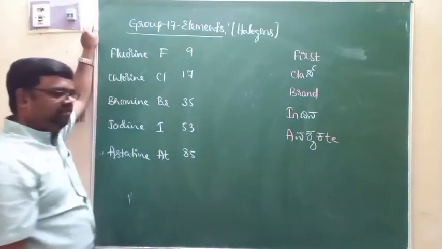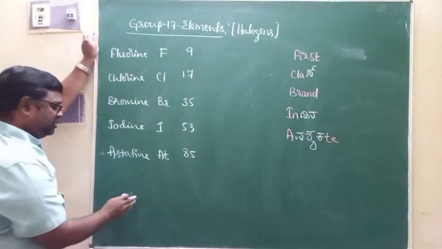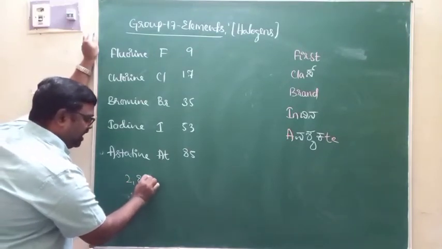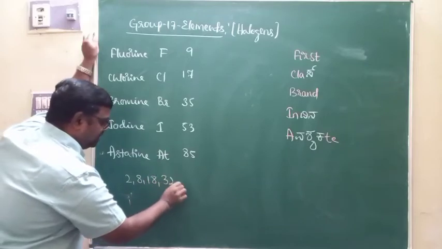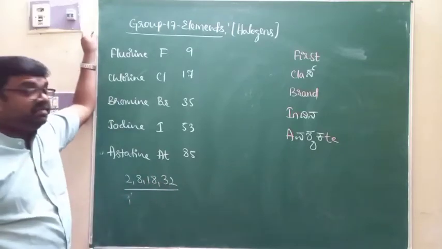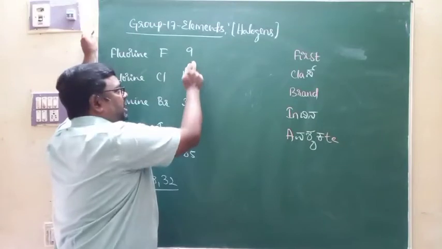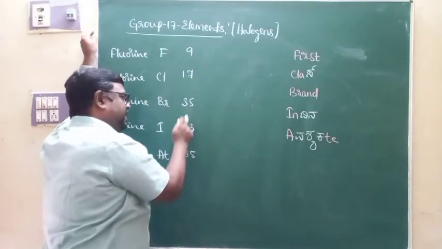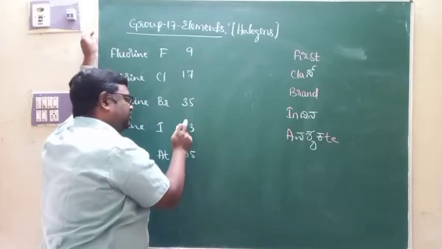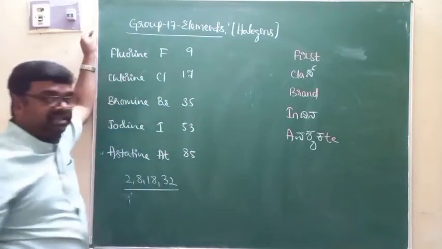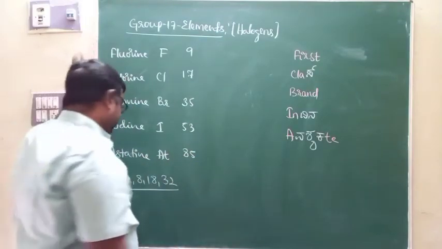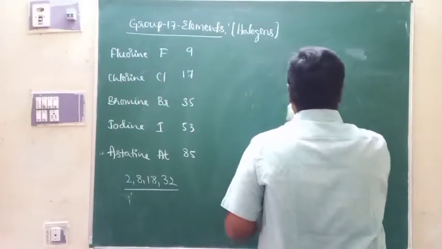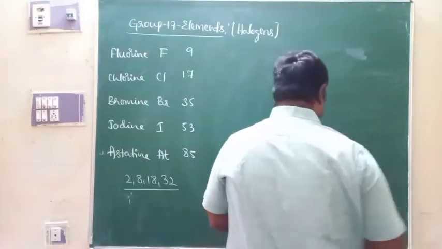I said already, two successive members of a given group differ by an atomic number of either 2 or 8 or 18 or 32. This is what we call magic numbers. Same formula I applied here. I added 8 to 9, 17. 18 to 17, 35. 18 to 35, 53. 32 to 53, then you are going to get 85. These are the atomic numbers of group 17 elements. Also, as usual, you are supposed to write the electronic configuration.